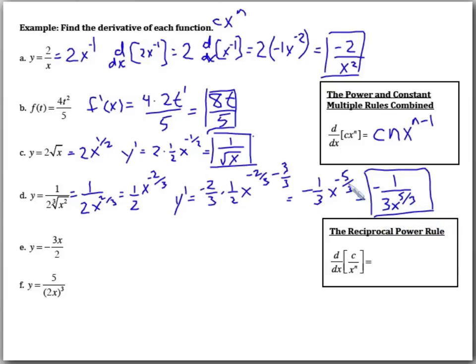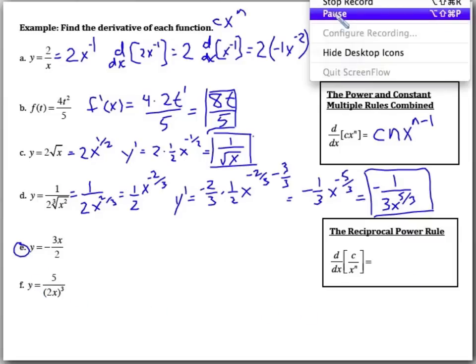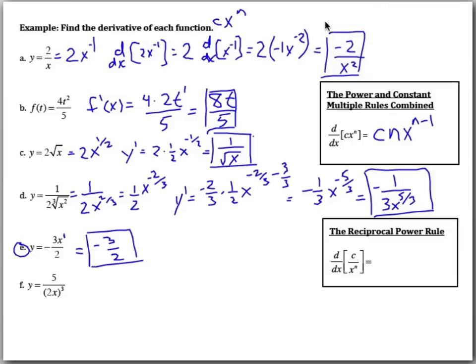All right. I want you to try letter E on your own. Pause the video and come back when you're done. I should have gotten -3/2 here. So it's just the slope -3/2 right in front.